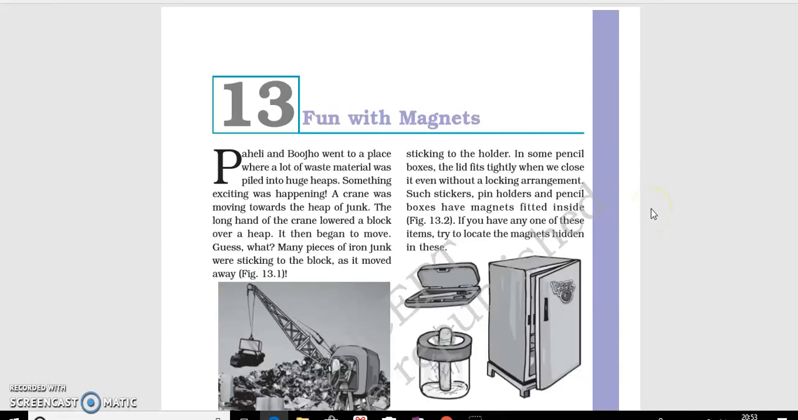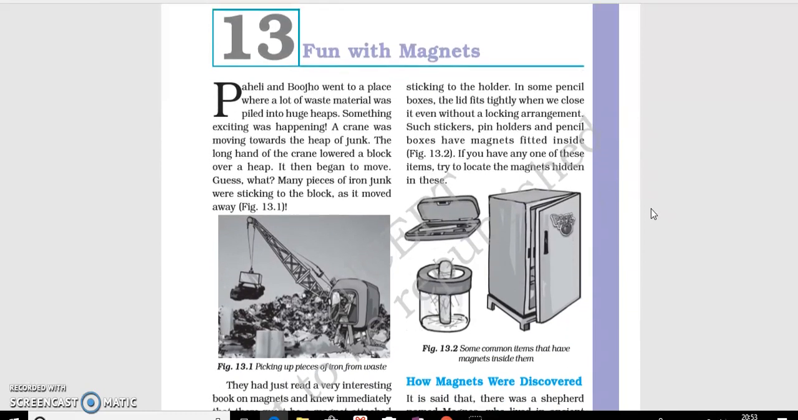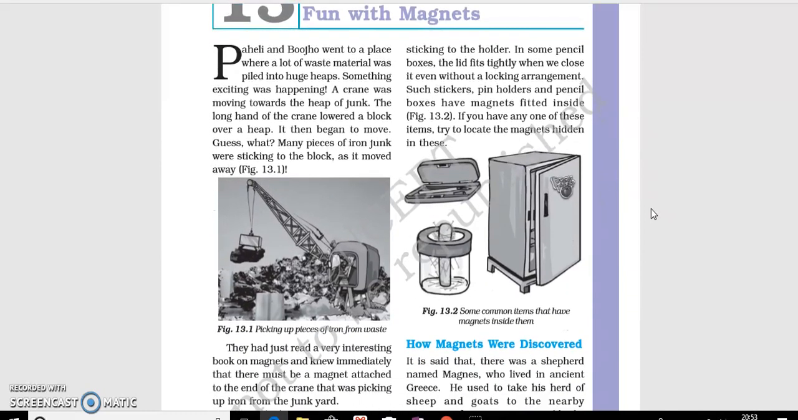Okay, so we're starting with the chapter Fun with Magnets. What do you see in the picture? Like picking up pieces of iron from waste. Why do the pieces of iron get attracted towards it? That is because there is a magnet which attracts the iron objects.